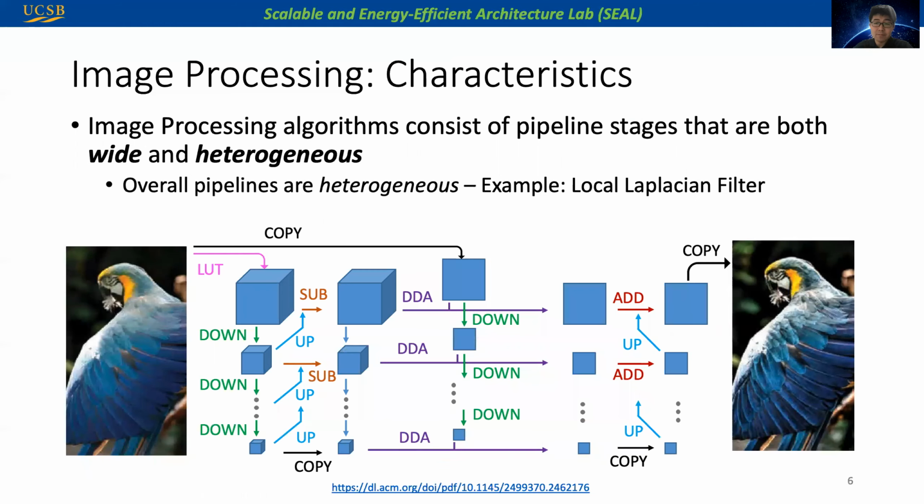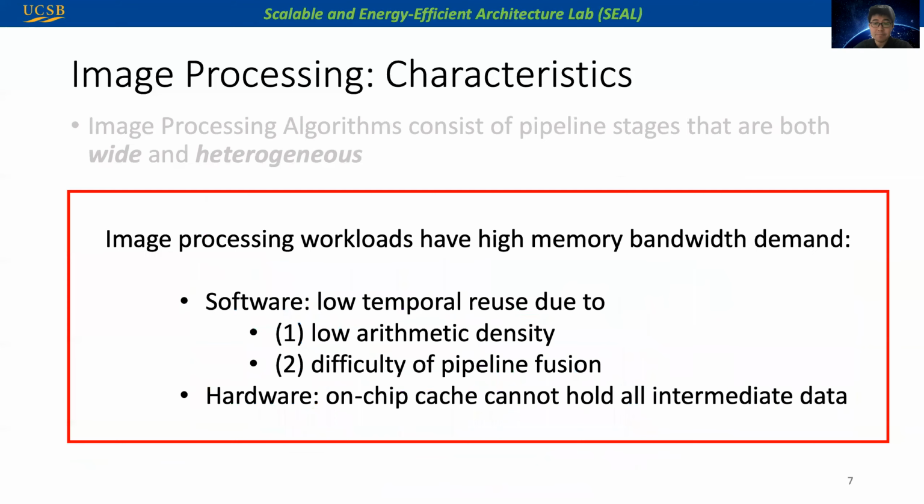Then, the overall image processing pipeline stages are heterogeneous. Here, we use the local Laplacian filter as an example to show this. This process involves different kinds of pipeline stages with diverse memory access and computation patterns. Furthermore, the complex data dependencies, as shown by the edges in this graph, make it very challenging to perform pipeline fusion, which is a technique to improve data reuse among different pipelines.